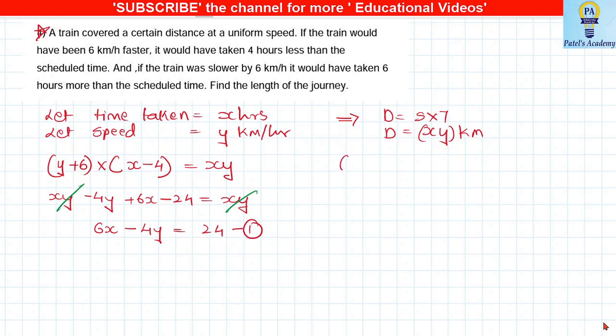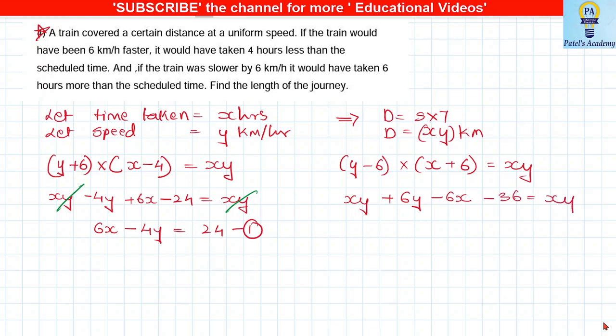Next, what they have told: now if the speed is 6 kilometers per hour less, the time taken would be 6 hours more, but the total journey distance will be the same. So when I open the bracket, I'll get xy plus 6y minus 6x minus 36 equals xy. Cancel.